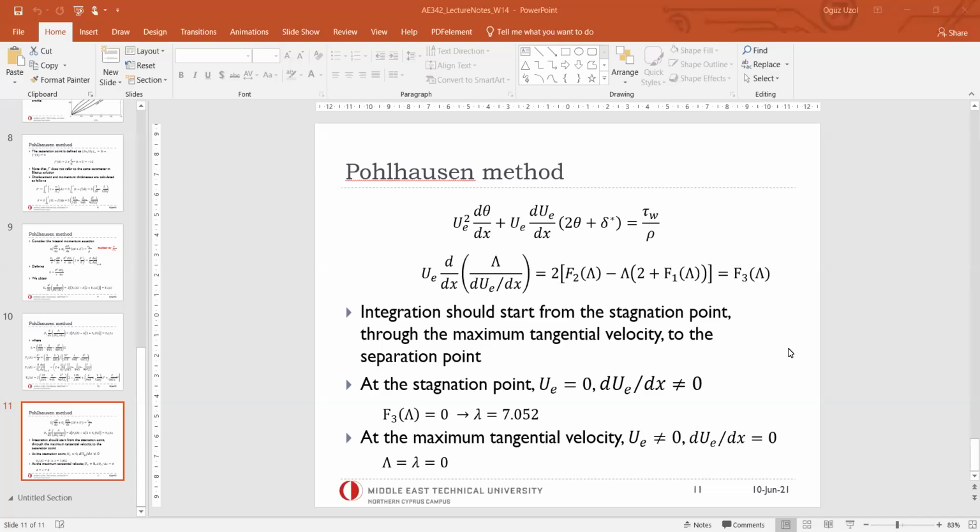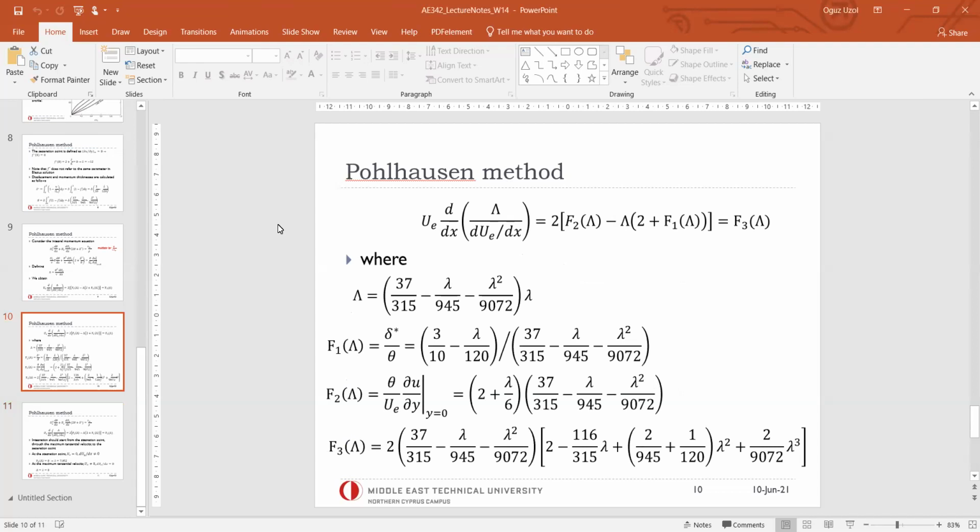Okay, so what we're going to do today is this. I will quickly finish this. We have only one more slide left. I will quickly finish this Polhausen approach in terms of solving steady state incompressible laminar boundary layer equations.